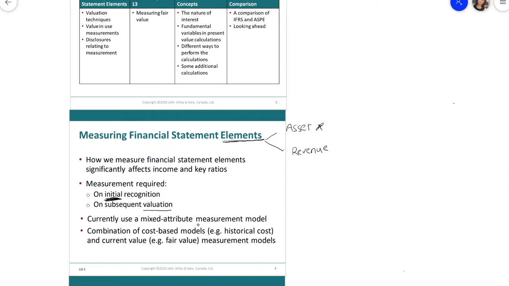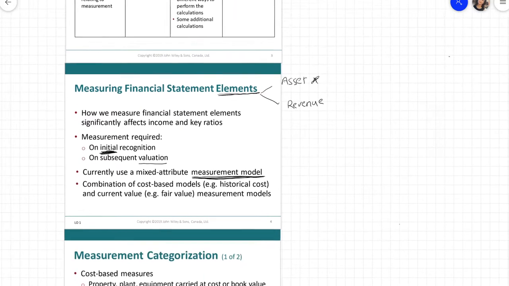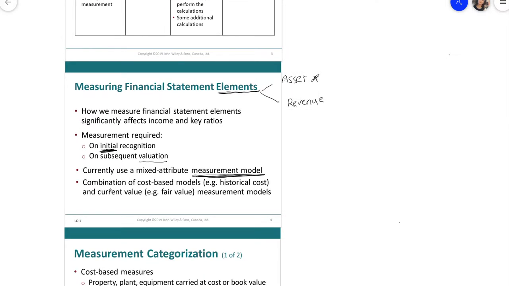There are different measurement models that are available, and we're going to be discussing all of them, and we're going to be using some of the measuring tools in this chapter. The first model the author is talking about is historical cost and the current value model.